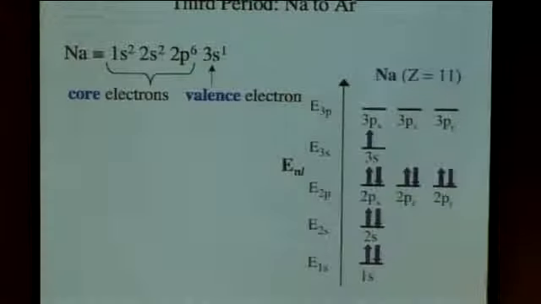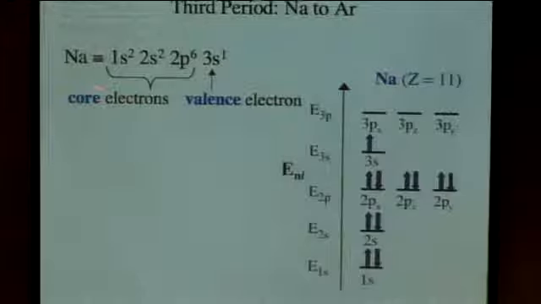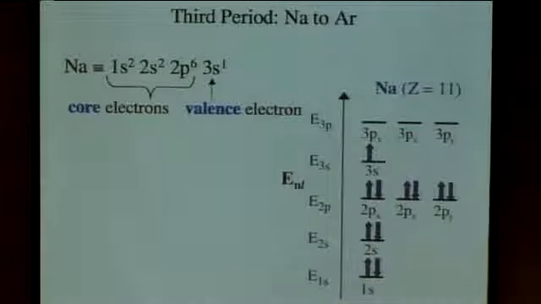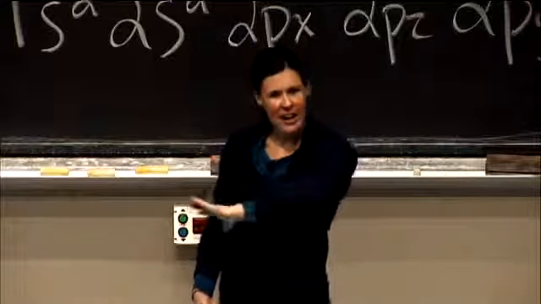So if we write the electron configuration for sodium, which you can try later, hopefully you would all get it correctly, you see that this is the electron configuration here, 1s2, 2s2, 2p6, and now we're going into that third shell, 3s1.